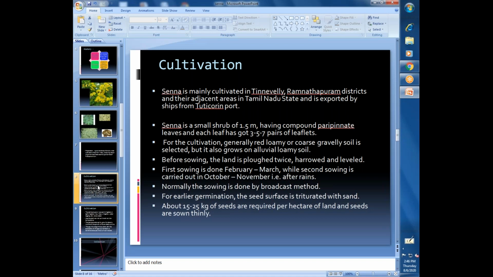Then for earlier germination, the seed surface is triturated with sand. Otherwise also it germinates, and it might take 7 or 8 days. You just put it in sand and triturate it slightly so that the upper layer of the seeds gets ruptured, so that as soon as you put it in the soil, it will start germinating. About 15 to 25 kg of seeds are required per hectare of land, and seeds are sown very thinly so that it grows properly.